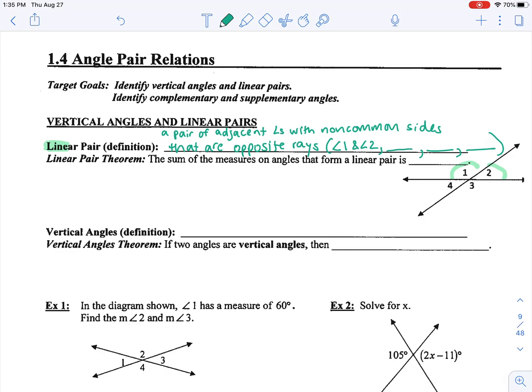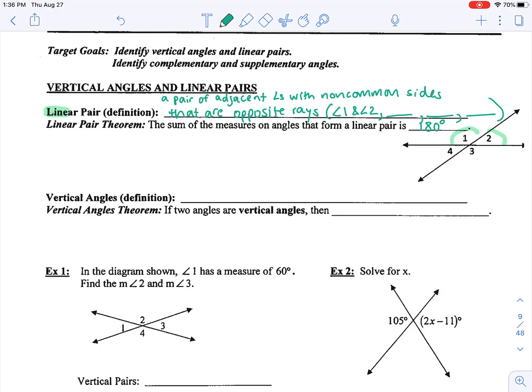With the linear pair theorem, if we think back to the previous video, I had talked about the sum of 2 angles that form a straight angle being half of a revolution of a circle, so therefore it is 180 degrees.